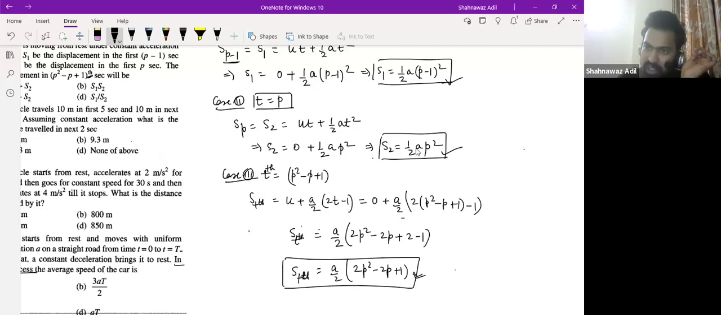Remember, A by 2 is there, A by 2 is there. A by 2 is common. So what should I do in this thing? Now I have to solve this one. So what should I do that I get these two things? Any idea, guys?